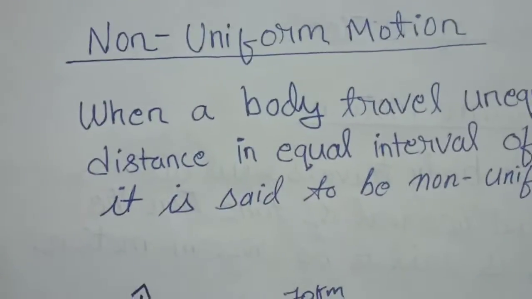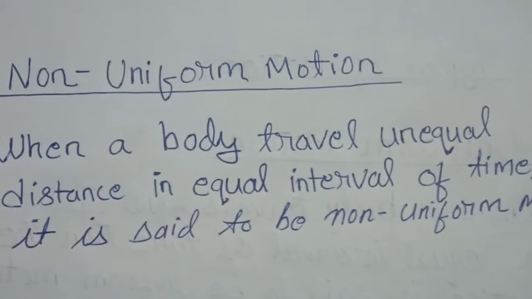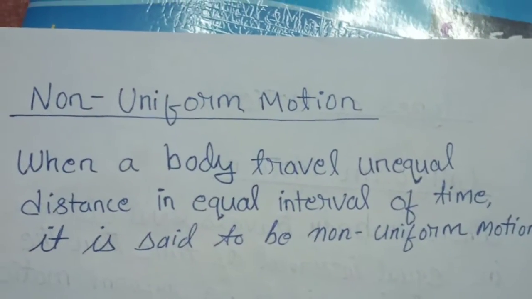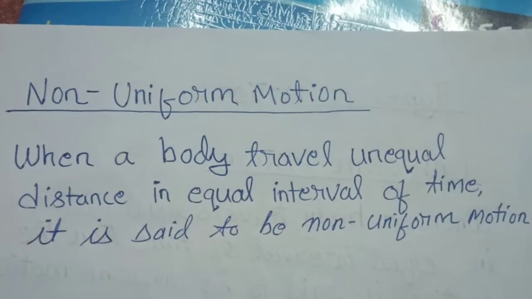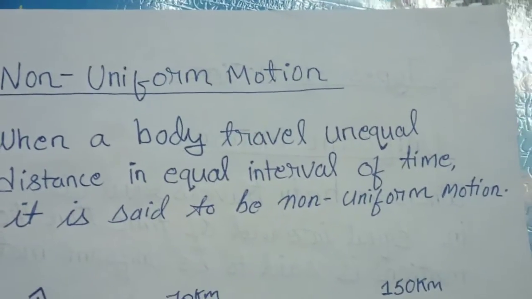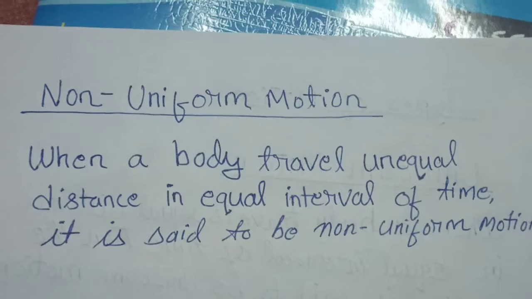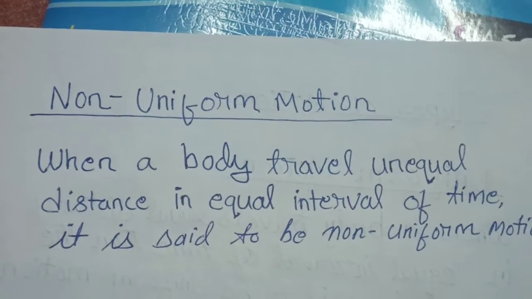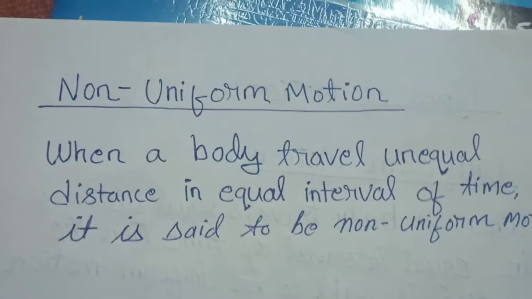Okay, now we'll go to the next topic, which is non-uniform motion. Here you can see that when a body travels unequal distance in equal interval of time, it is said to be non-uniform motion. That means covering unequal distance in equal interval of time. Here the distance is different but the time is the same. So let us understand this by taking an example.